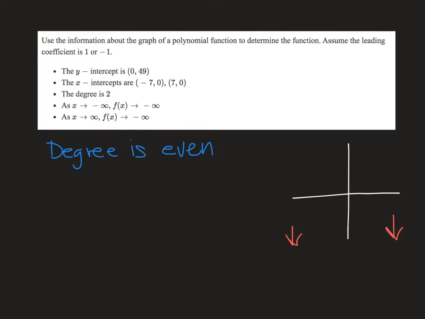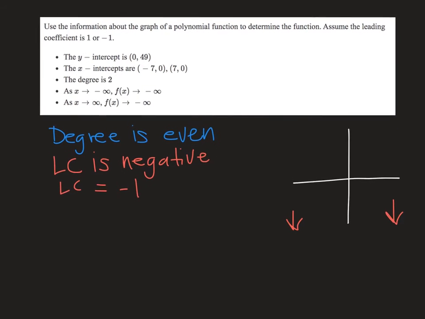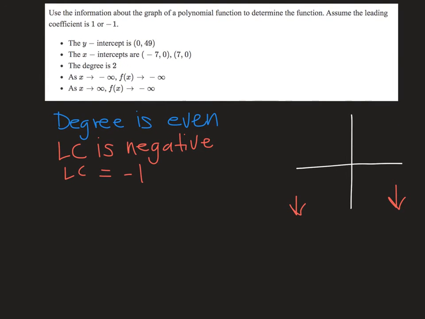All right, now if it's even and they're both going down, then we know that the leading coefficient is, hopefully you're thinking, negative. And we're told that the leading coefficient is 1 or negative 1. So that means that the leading coefficient is negative 1. So far what we know is the leading coefficient is negative 1 and the degree is even.